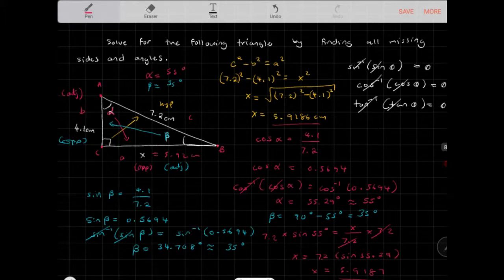We've solved for a triangle. You can use a combination of these trig ratios, the inverse of the ratios, and the Pythagorean theorem to solve out a right angle triangle. So it's really useful to understand.